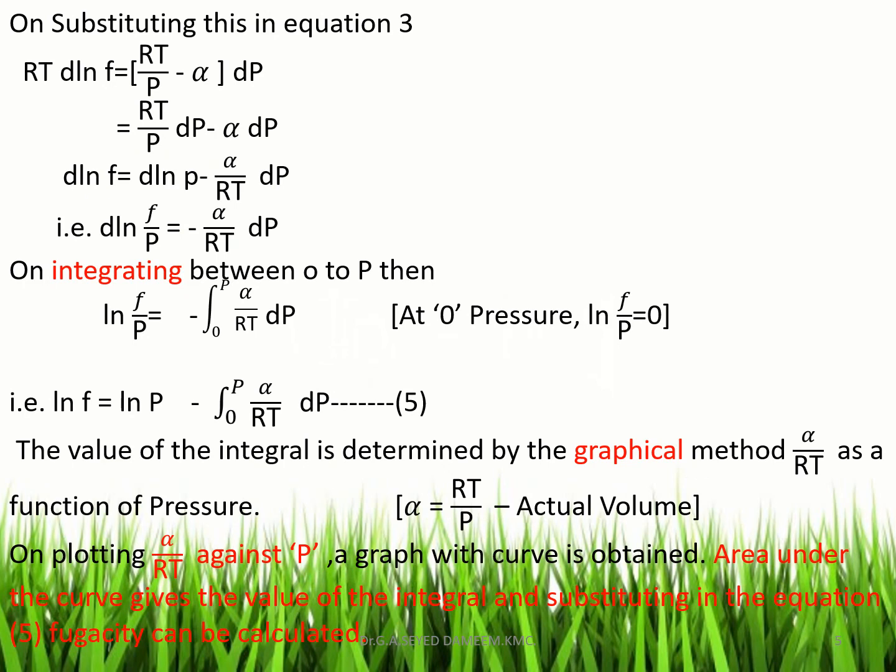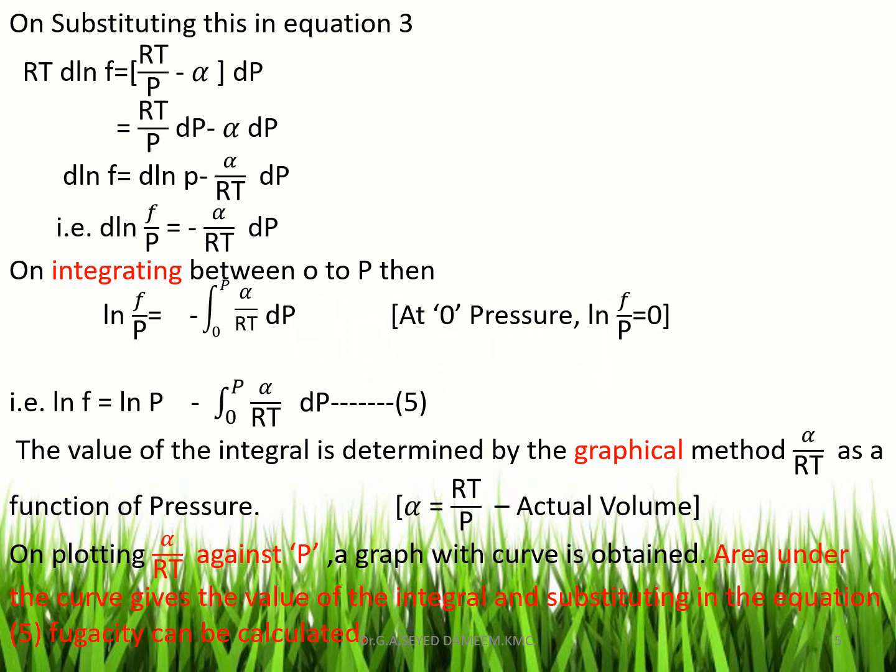On substituting real gas volume in the above equation, RT dln f is V dP. So on substituting the volume of real gas as RT by P minus alpha in the above equation, we get RT dln f is equal to RT by P minus alpha, bracket, dP. On changing the equation by taking brackets on the right hand side, we get RT by P dP minus alpha dP.